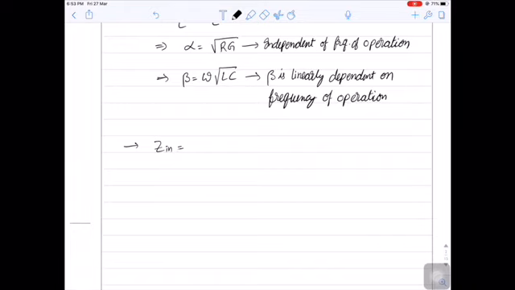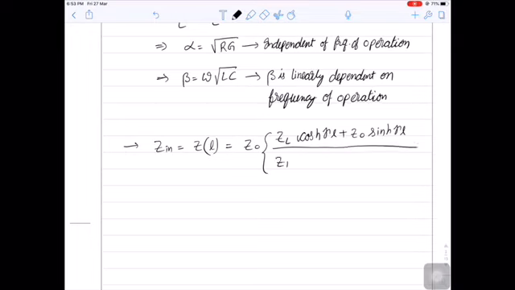We call it Zin, or else you can represent this as Z(l), where Zin is the input impedance seen from the source point of view, whereas Z(l) means the impedance of the transmission line taken at a distance of l from the load, and the formula for Zin or Z(l) is equal to Z0 multiplied by (ZL cosh γl + Z0 sinh γl) / (ZL sinh γl + Z0 cosh γl).